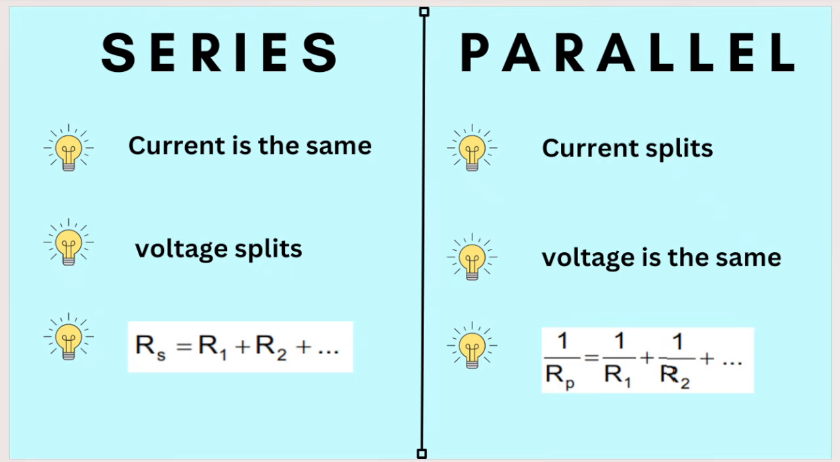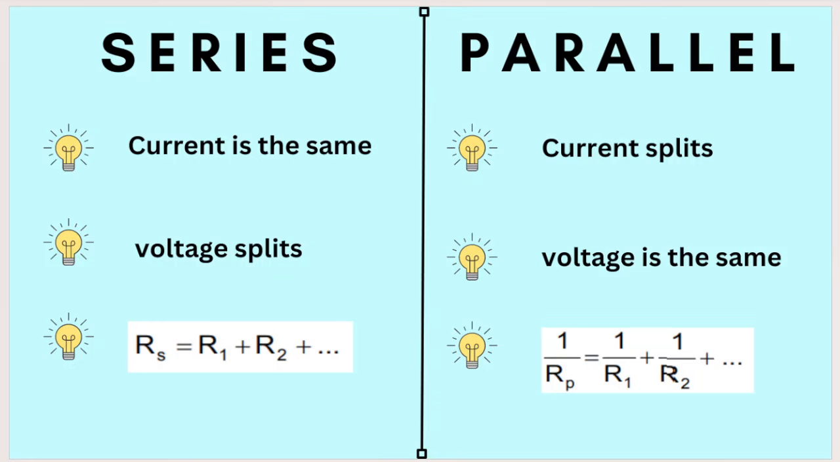Okay, now before we get into more questions, I just wanted to remind you of series versus parallel circuits. In a series circuit, the current is the same everywhere throughout the circuit for the resistors that are in series. For resistors in parallel, the current splits. Voltage splits amongst resistors that are connected in series, but for resistors connected in parallel, voltage is the same. This is how we calculate total resistance if our resistors are connected in series. This is how we calculate effective resistance in parallel.